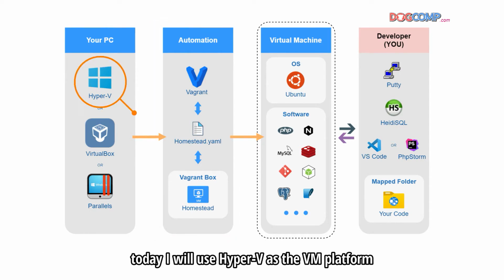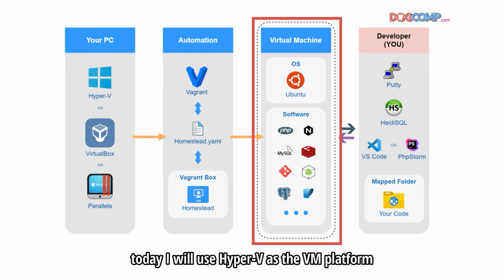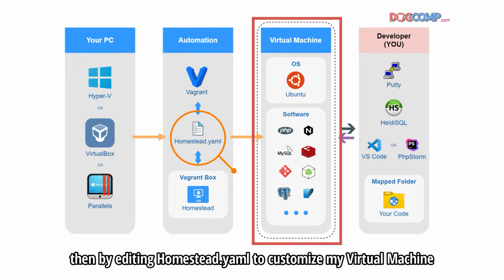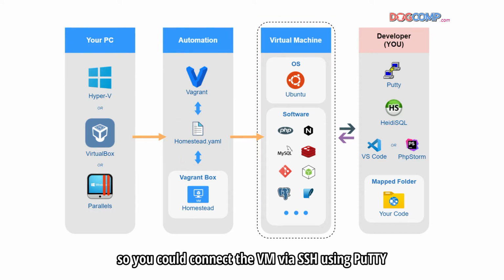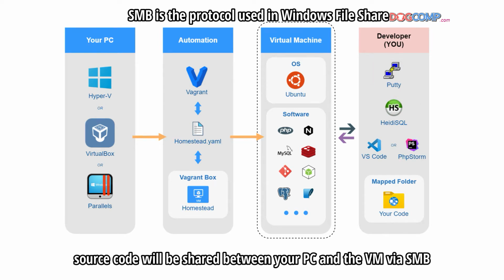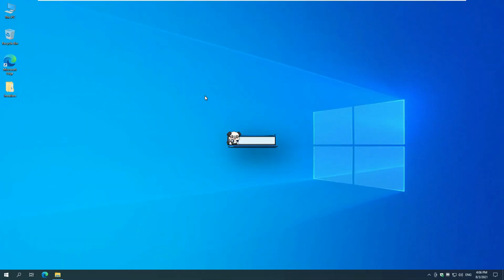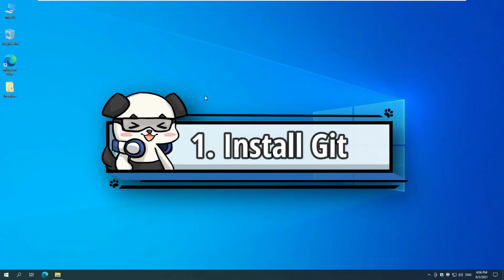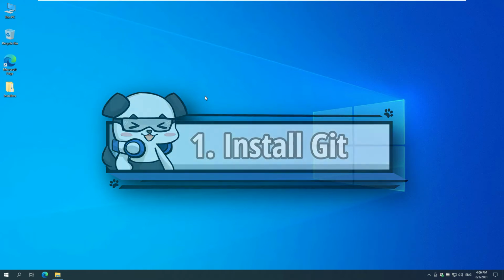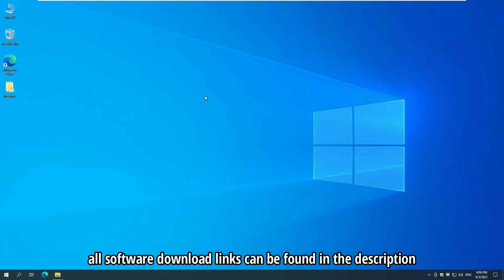Today I will use Hyper-V as the VM platform. Then by editing Homestead.yaml to customize my virtual machine, you could connect to the VM via SSH using PuTTY. Source code will be shared between your PC and the VM via SMB. All software download links can be found in the description.